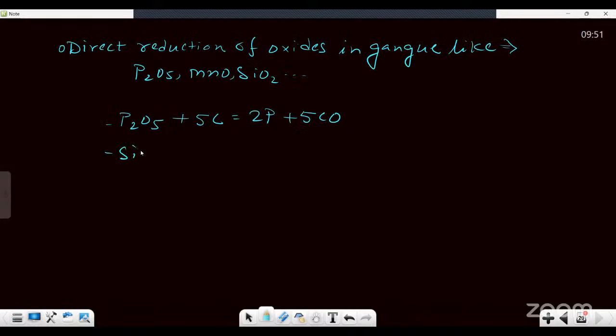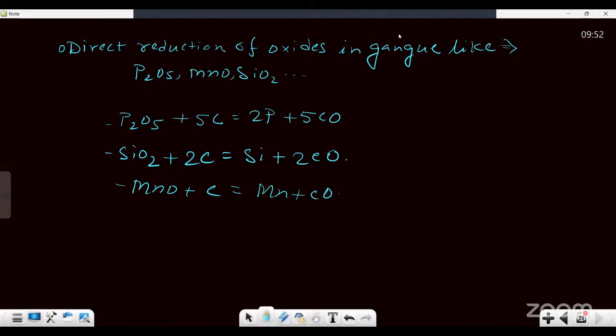Similarly, SiO2 is coming in contact with the carbon. Okay, it is becoming silicon plus 2 times CO, right? And MnO, manganese oxide, coming in contact with carbon, is getting reduced to Mn plus CO, right? This is all right. But there is one thing, all these will get reduced like this.